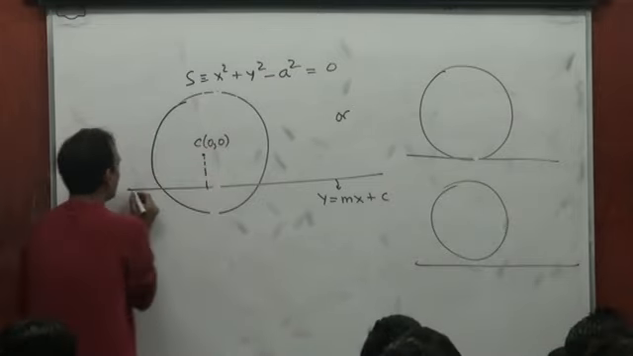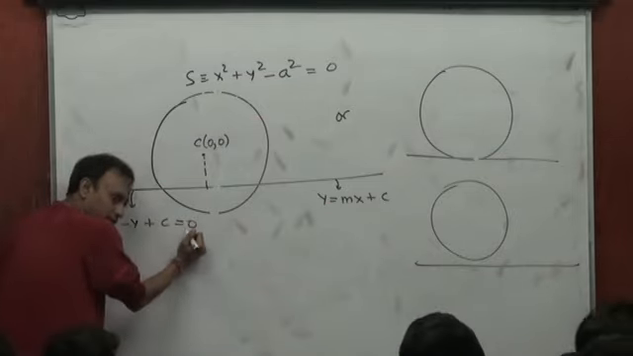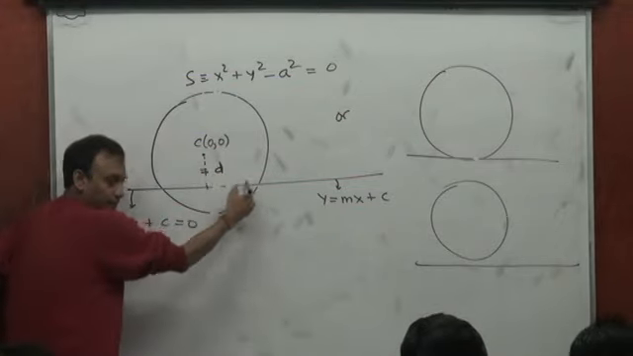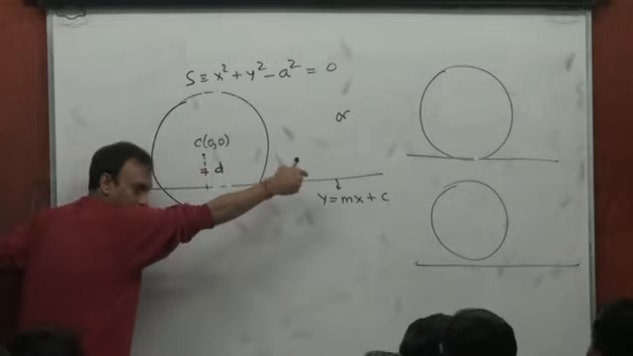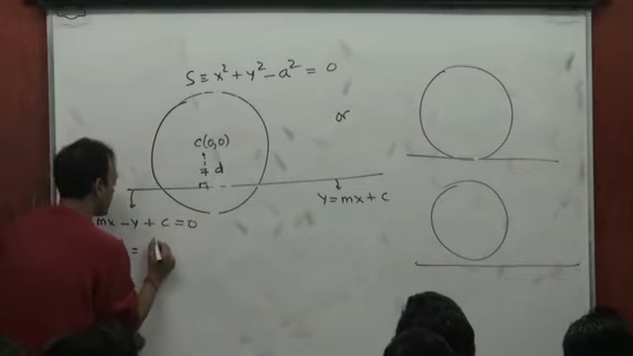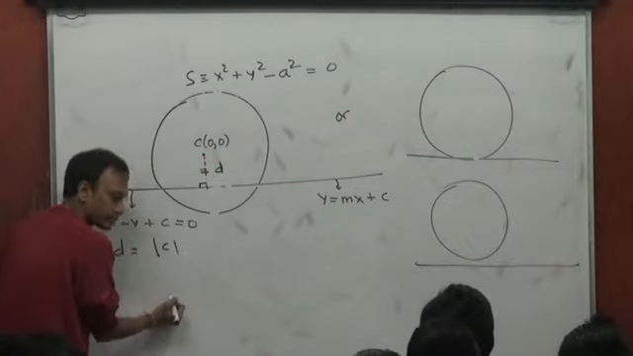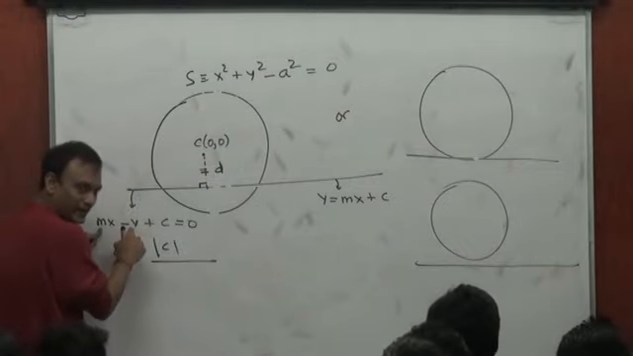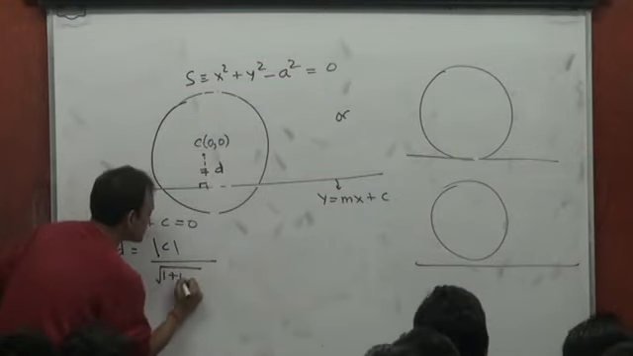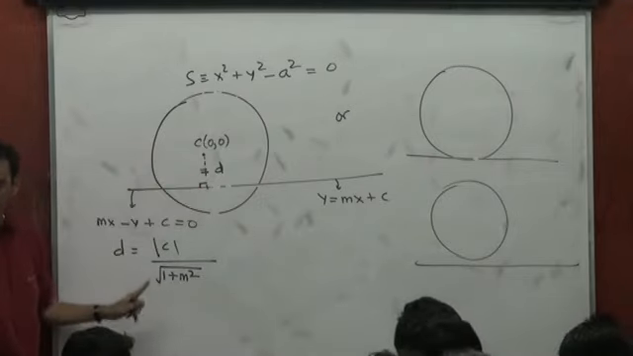Now, the line is mx minus y plus c equal to 0, right? The distance of the center from the line: you recall the perpendicular distance of a point from a line. From 0, 0, replace x by 0, y by 0, it is mod c divided by the square root of m squared plus 1 squared, the coefficient of x squared and coefficient of y squared. That's the perpendicular distance of 0, 0 from this line, right?